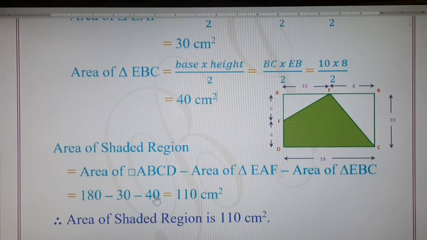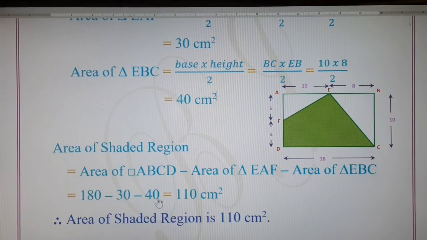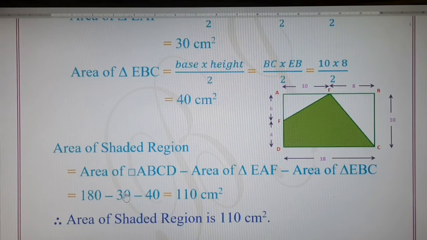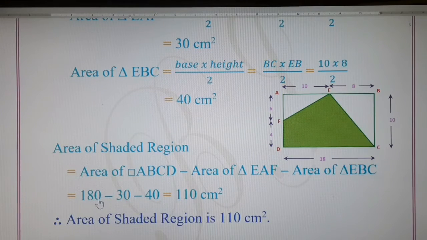180 minus 30 minus 40 means we have to say 180 minus 70. 30 and 40 we have to add, because minus 30 minus 40, our answer will be minus 70. Same sign, so we add: 30 is negative, 40 is negative, that means we have to do the total. 30 and 40's total is 70. So we have to do 180 minus 70. 180 minus 70, our answer will be 110 centimeter square, and this will be the area of the shaded region.